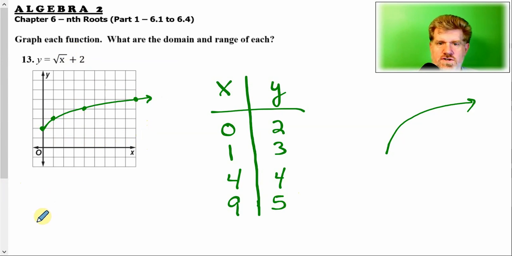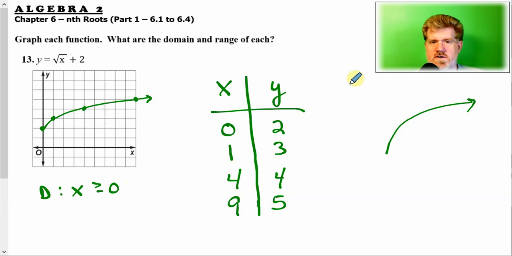So what's my domain? My domain are all my x values. I can start at 0. So x is greater than or equal to 0. It's everything 0 and above. This goes on forever that way. Now what about the y's, up and down? If I'm going up, where does it start? What happens to start at 2?